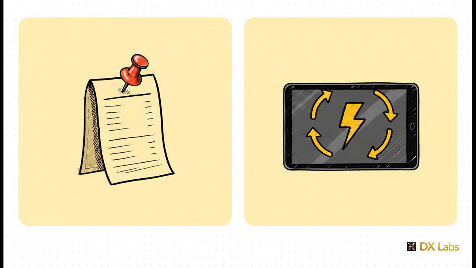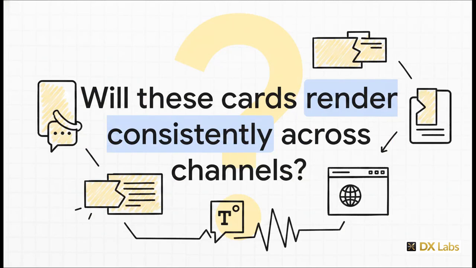So, we've covered how to build, validate, and dynamically populate these cards, but there is one final environment variable to consider. You now know exactly how to collect structured input with interactive forms in Copilot Studio. But here is a critical architectural question to leave you with as you prep for the exam. Will these exact same cards render consistently everywhere your employees access the agent?